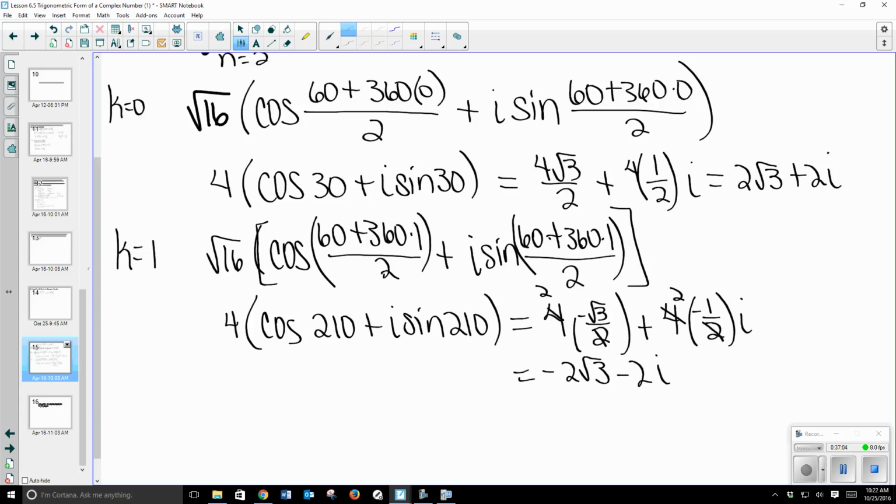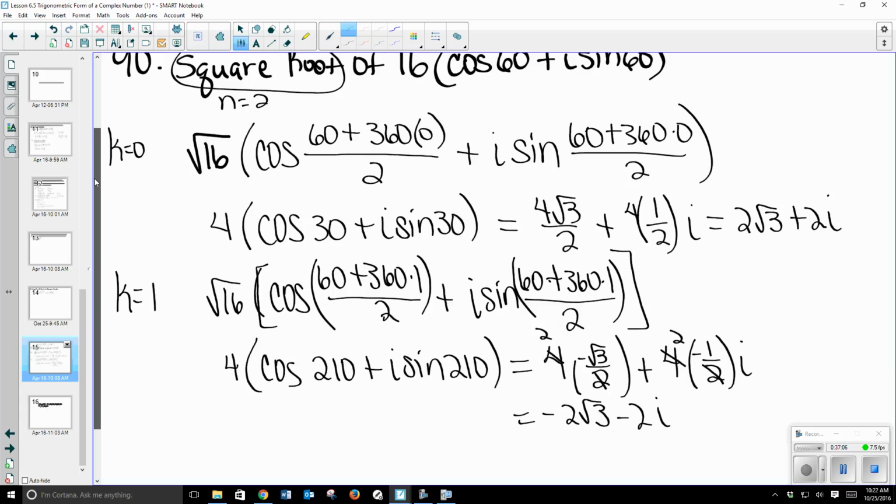And that's all you have to do on that one. If you have one that says cubed, you would do the same thing, except this will be the cube root of this number. This would be a 3 here. This would be 0. This would be 1. And then you would have to do it one more time for k equals 2. And that's all.